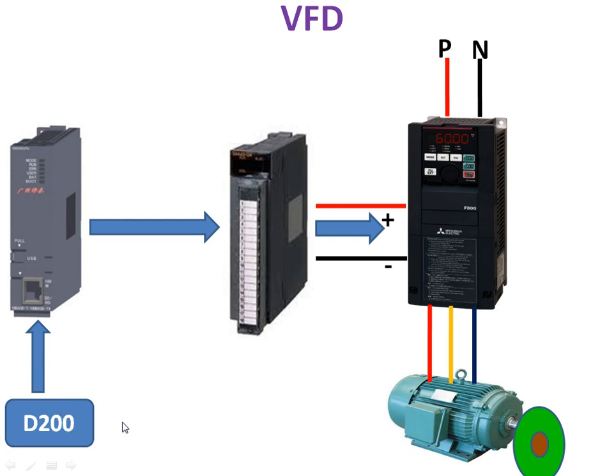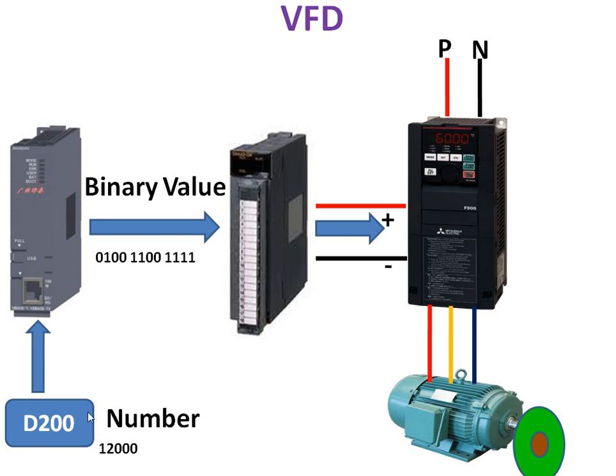In the memory location we will give some number. The number will be given to your controller, for example 1000 or 12,000. It is a decimal number. That number will be converted into a 16-bit binary value. That 16-bit binary value will be given to your analog output module.